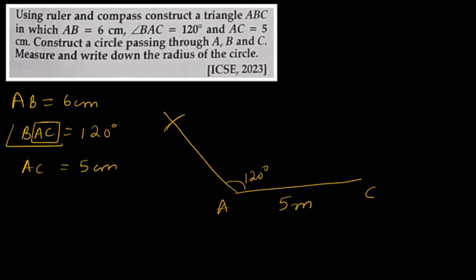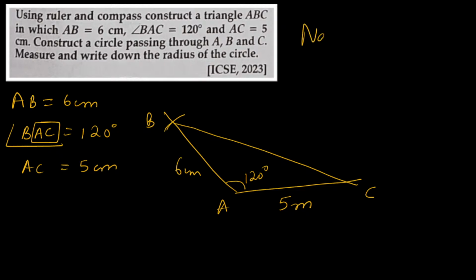So here at a distance of 6 centimeter we'll draw one arc and we will join it with point C. So a triangle construction is completed. Now what they're telling, we have to construct a circle passing through ABC. We have to draw one circle which is passing through the vertices of a triangle.